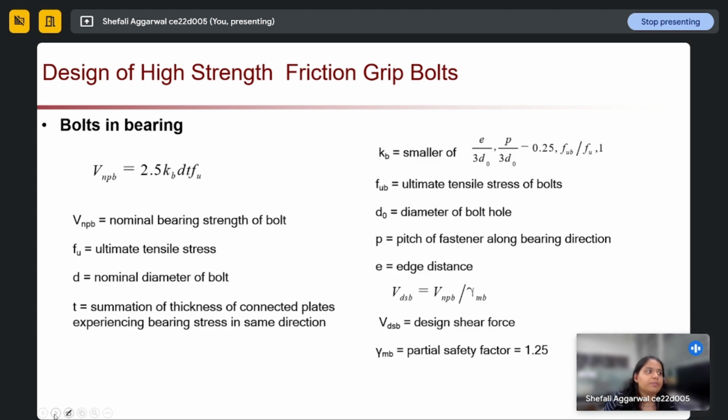Next is the bolt in bearing. So in bearing, again, it's almost similar to the normal bearing type of load. So we are taking nominal bearing stress, ultimate tensile stress of bolt only. D will be the diameter of bolt and T will be the thickness of our plates and Fu will be the tensile strength of bolts. And these terms are similar. KB constant is similar.